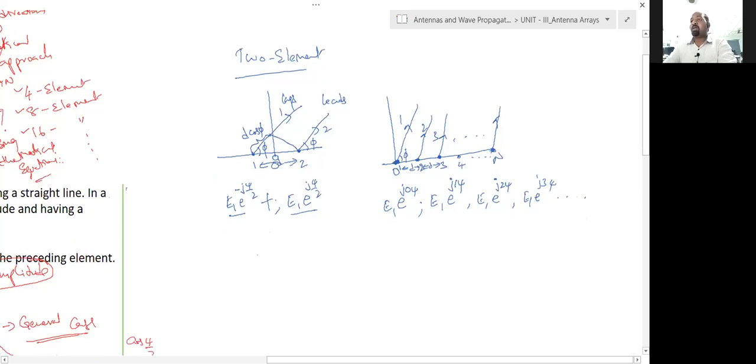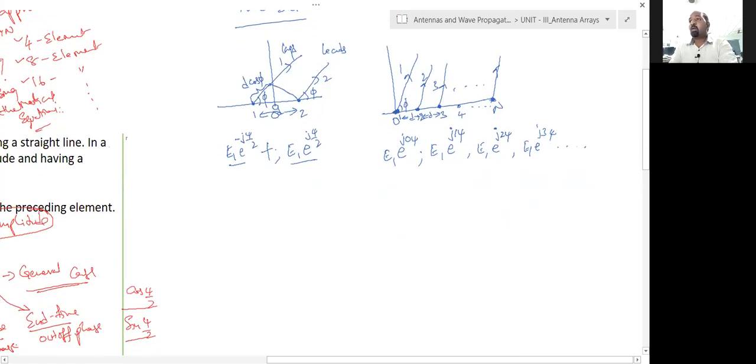On the other hand, let me take another case. Let us say there are four elements like this with respect to the origin, two on each side, numbered 1, 2, 3, and 4. This makes an angle pi, and again the path difference is the same, d cos pi.